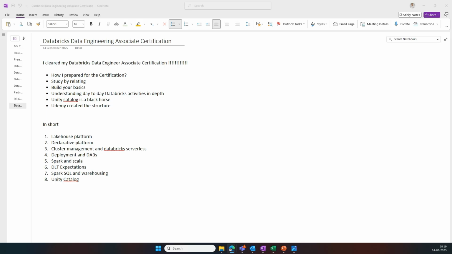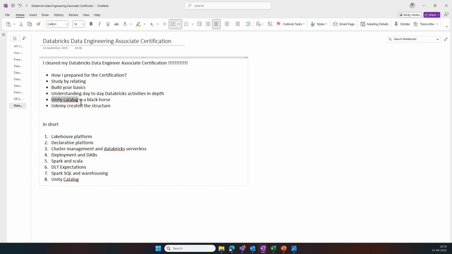Warehousing: Databricks recently introduced a full-fledged SQL warehouse, so I tried to understand those concepts too. And then the deployment-related practices like Databricks Asset Bundles. These are a couple of things which I tried to read along.